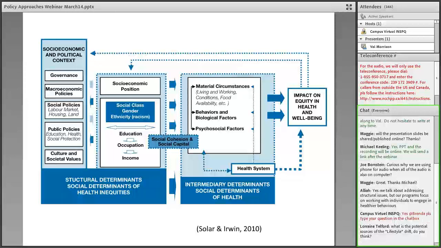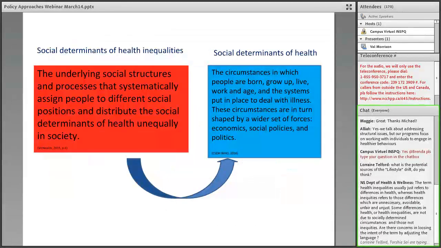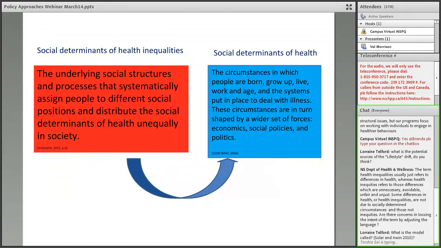Okay, so this difference here between the social, on the left it says structural determinants, but social determinants of health inequities, and the intermediary determinants or the social determinants of health on the right is the one that we really want to focus on, because it's one that often gets a little bit lost or muddied, and that may in fact be crucial. It's important that the conceptual framework puts them in separate boxes. They are related, but they're not the same thing.